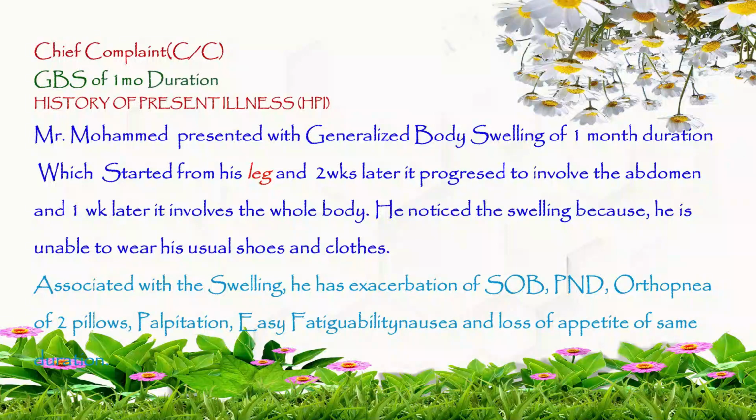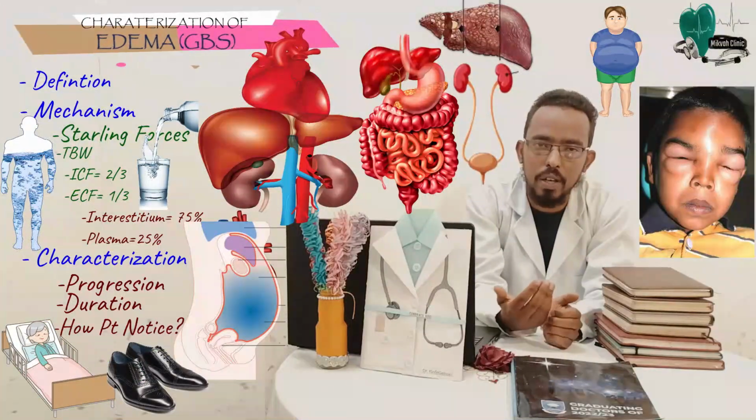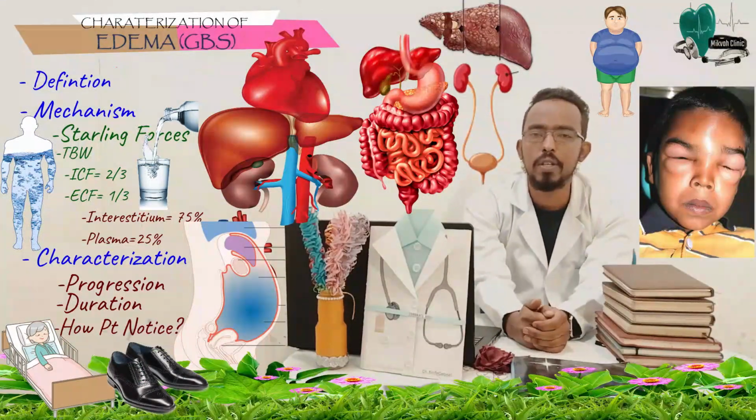Associated with the swelling, he has exacerbation of shortness of breath, PND, two-pillow orthopnea, palpitation, easy fatigability, nausea, and loss of appetite of the same duration. So from this brief history we can understand that the underlying pathology most likely arises from the heart, or is a cardiac pathology. So this is the way that we should express body swelling.